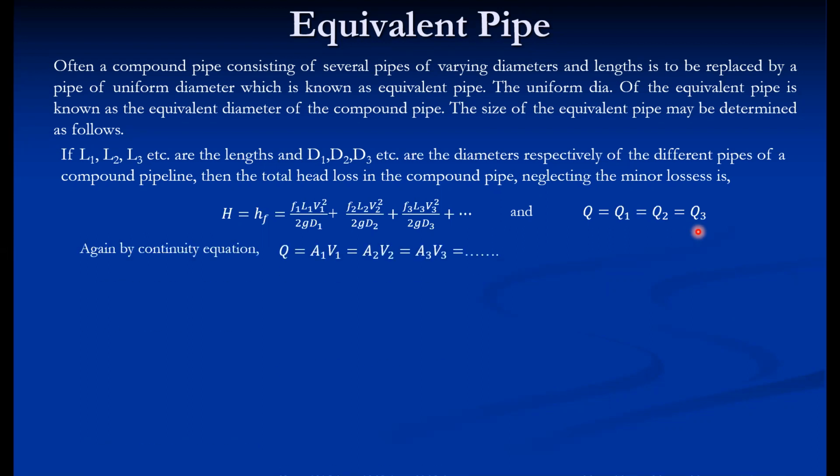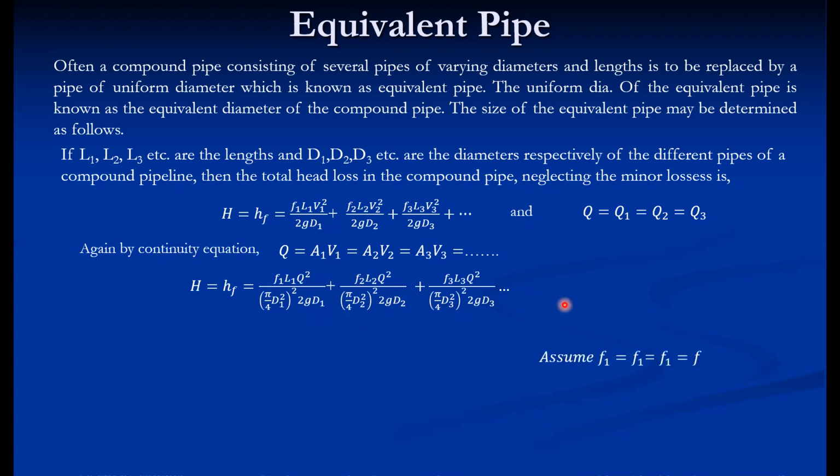Now, according to the continuity equation, we have Q equal to A1 V1, equal to A2 V2, equal to A3 V3. Now, instead of V1, V2, V3, we put Q by A1, Q by A2, Q by A3, and instead of area A, we put pi by 4 d square. Then putting this in the above expression, we have f1 L1 into Q square upon A square, so instead of A1 square we can write pi by 4 D1 square, bracket square, 2 g D1. Similarly, we can apply this for the second pipe and third pipe and so on. This is the expression of hf.